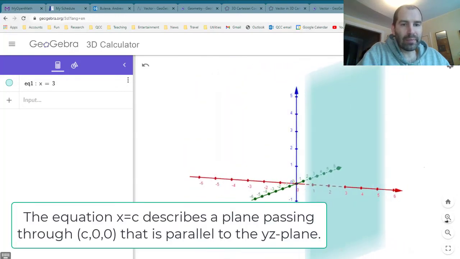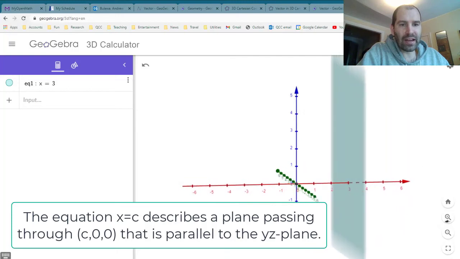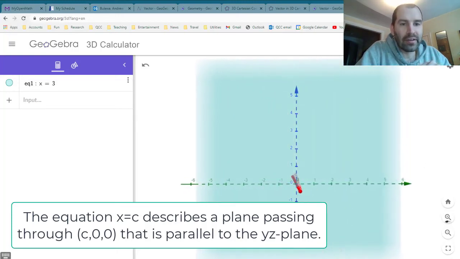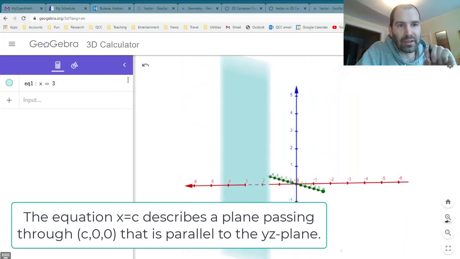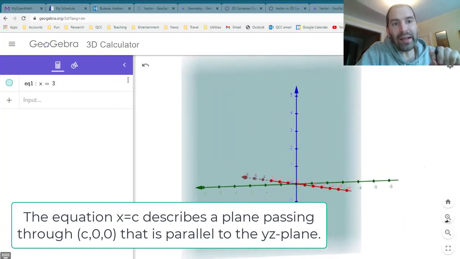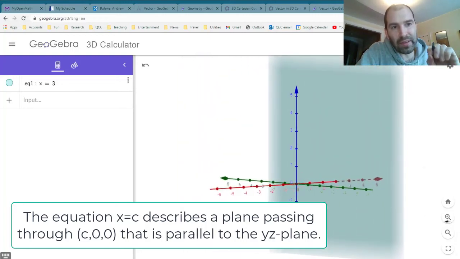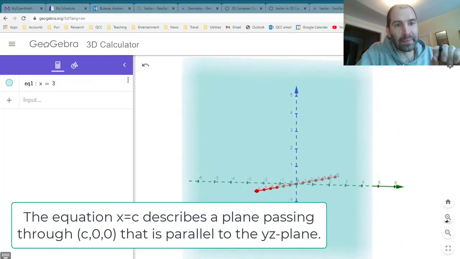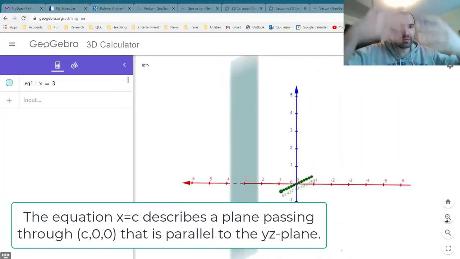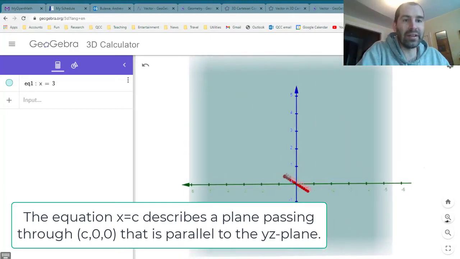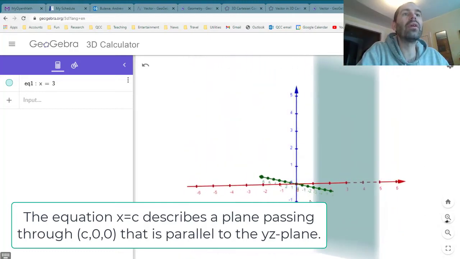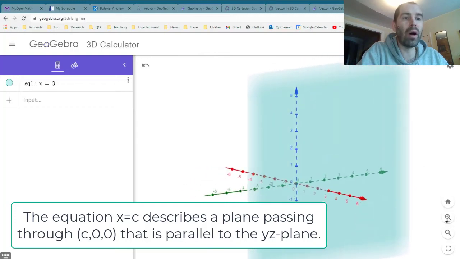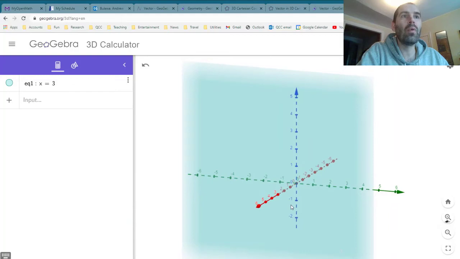Why is that? Well, what we're looking at is the set of points whose x coordinates are 3. But the y and z coordinates can be anything. The only thing that needs to be fixed is that the x coordinate is 3. And so if you imagine what that gives you, it's exactly this. Y and z can be anything, but x is 3, so it's just going to be parallel to the yz plane here.